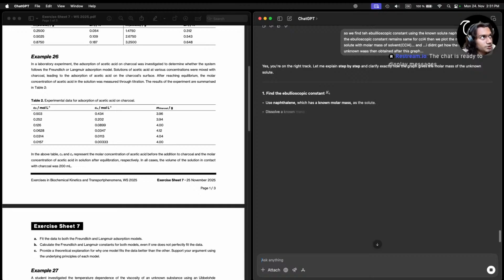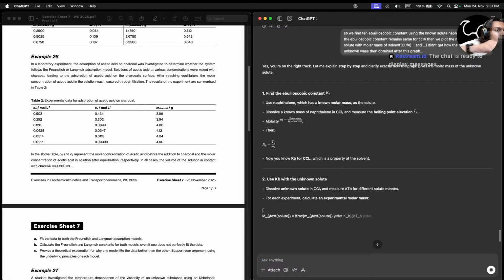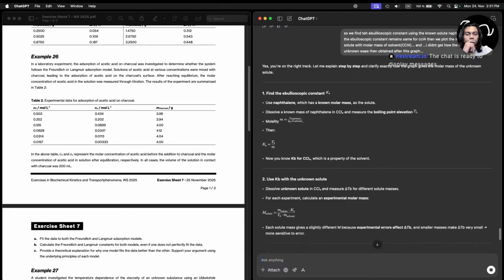You're on the right track. Let me explain step by step, clarify each step, how the graph moves. Graph gives the smaller mass. Use naphthalene, which has a known molar mass, as solute. Dissolve a known mass of naphthalene in CCl4. Measure boiling point elevation, molality.